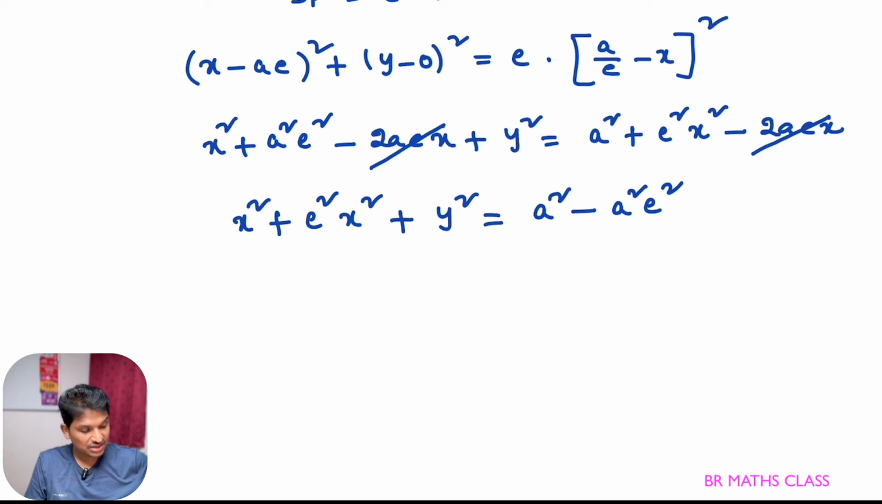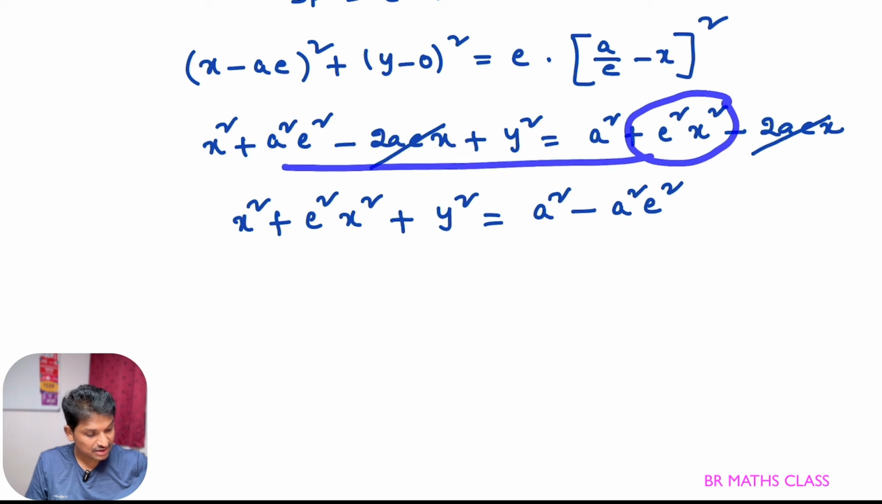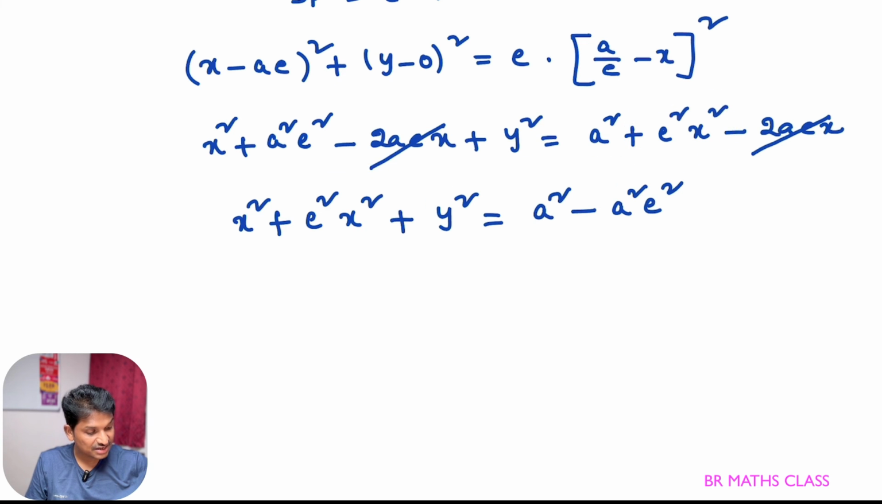Okay, now in these two terms, you observe this e square x square taken to the left hand side, then this plus sign is there, na? Here this plus will become minus. This plus will become minus. Okay, right, x square minus e square x square.